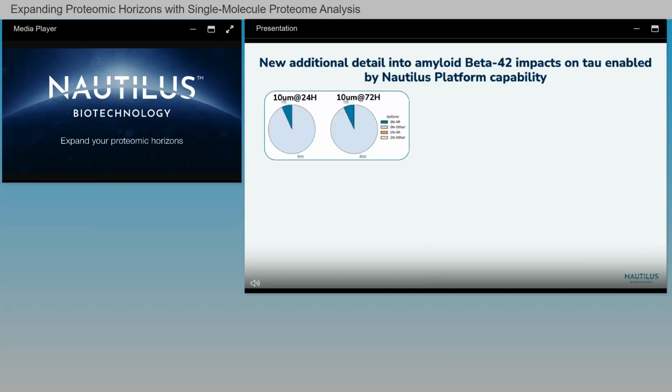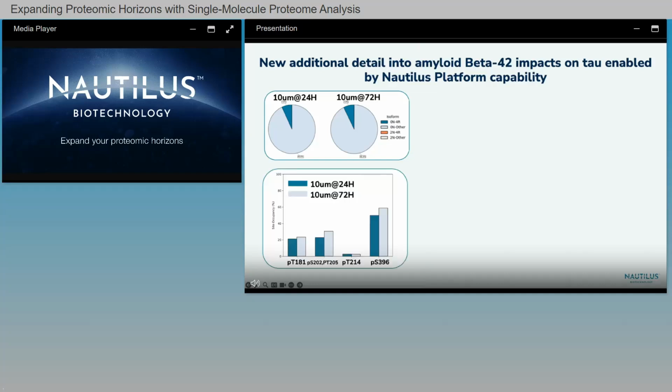So the first question one might ask is just about the isoform landscape. And what one can see is that it isn't substantially altered. One can then get to that next level of detail and start looking at individual phosphorylation modification sites and see how those are impacted by this A-beta treatment. Now, one sees a slight increase in phosphorylation, not at every site, but some slight increases.